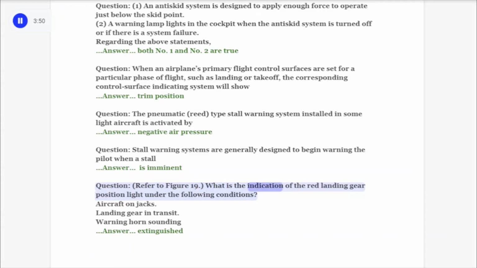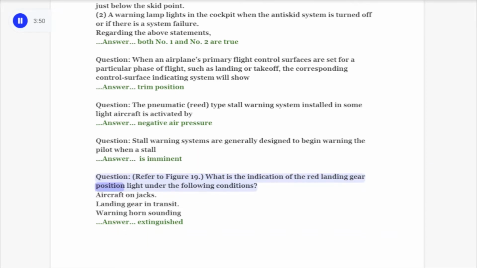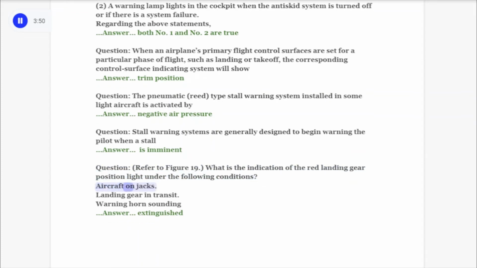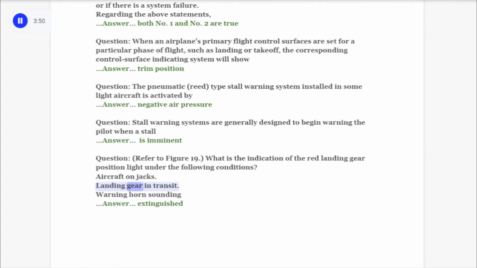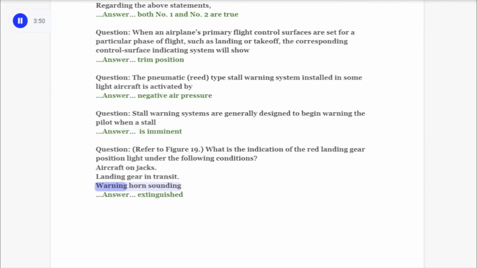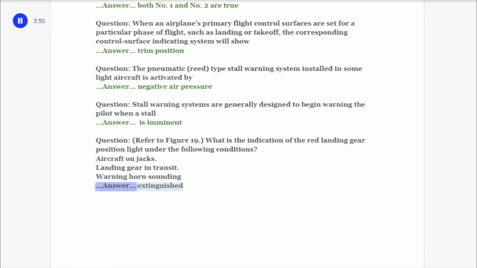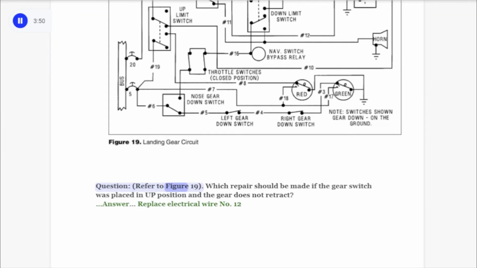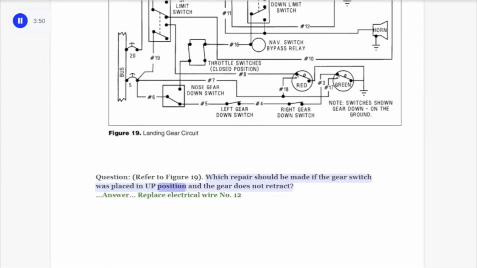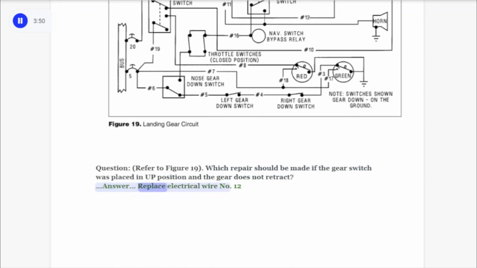Question: refer to figure 19. What is the indication of the red landing gear position light under the following conditions: aircraft on jacks, landing gear in transit, warning horn sounding? Answer: extinguished. Question: refer to figure 19. Which repair should be made if the gear switch was placed in up position and the gear does not retract? Answer: replace electrical wire number 12.